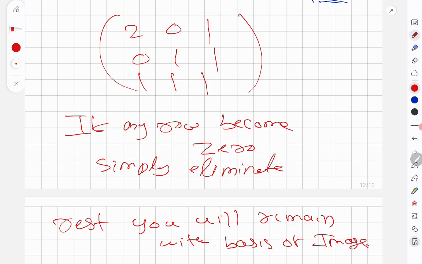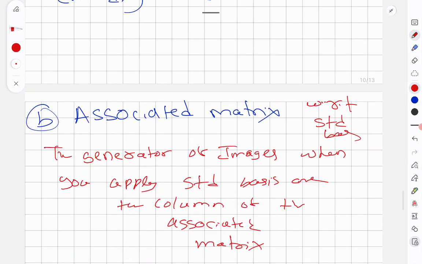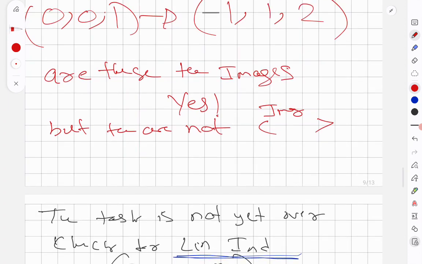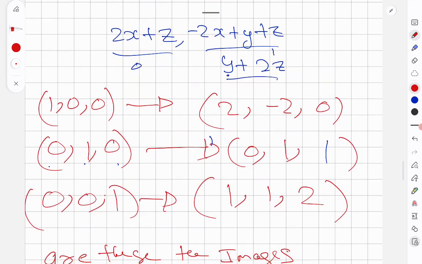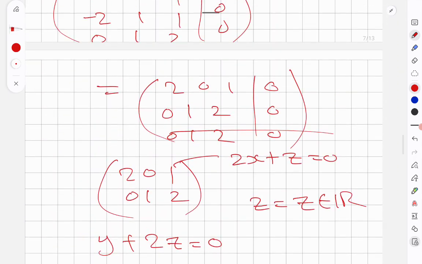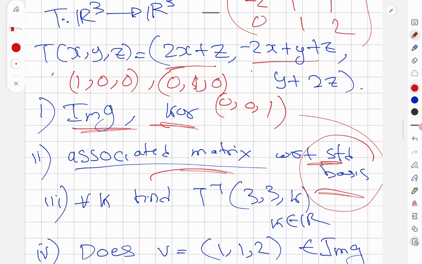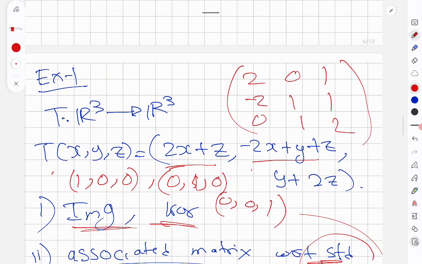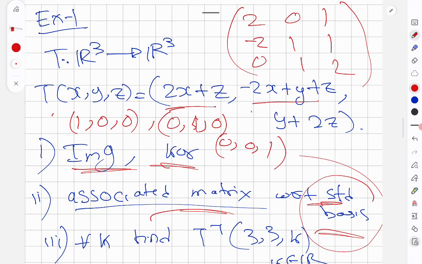Now will you get confused? Still, okay. These are the standard basis, and these were the matrices. These are images, the generators of the images. To finally say whether it is a basis of the image or not, you have to check whether they are linearly independent or not.